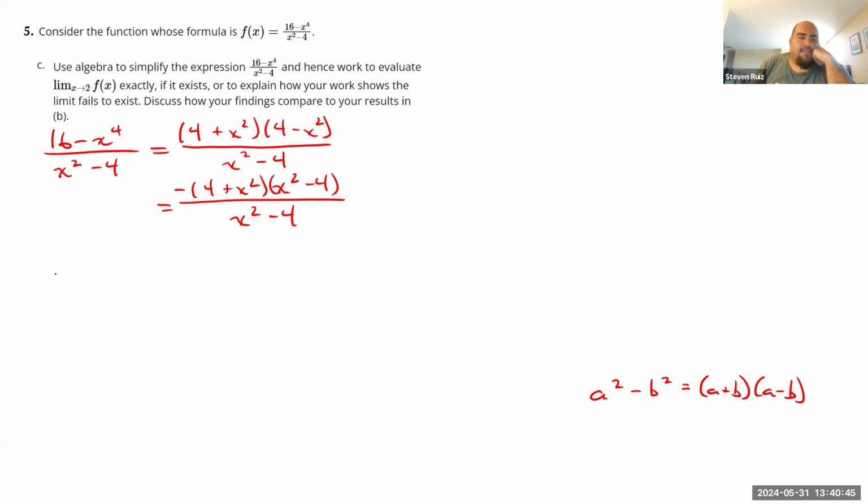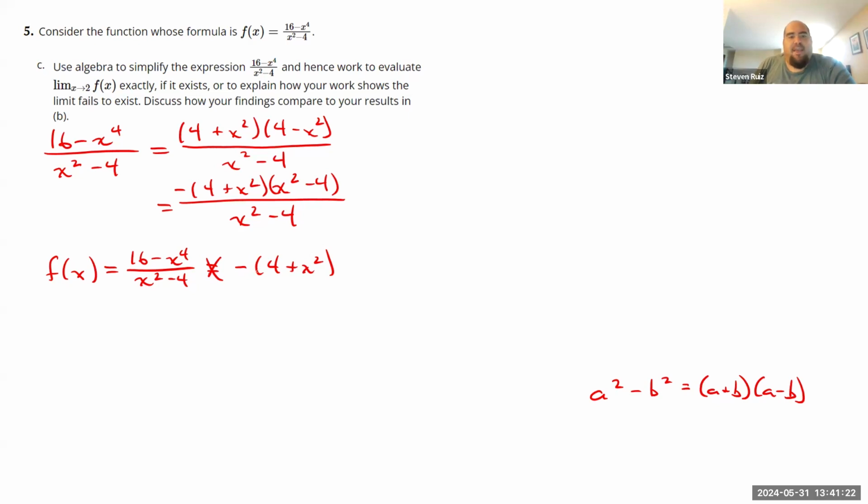But what I don't want to say is this, and I'm going to write it down just long enough to point out that what I'm saying is not equal. The function of x I'm giving to you is 16 minus x to the fourth over x squared minus 4. What happens if I cancel this? I'm going to have negative 4 plus x squared, except I'm going to very quickly remove that equal sign. So why can I not say these things are equal? Here's really the only reason.